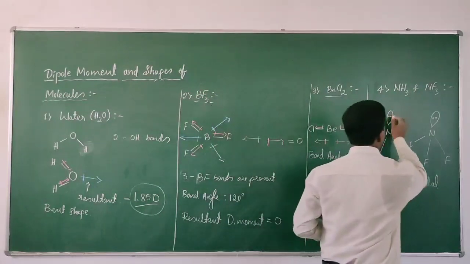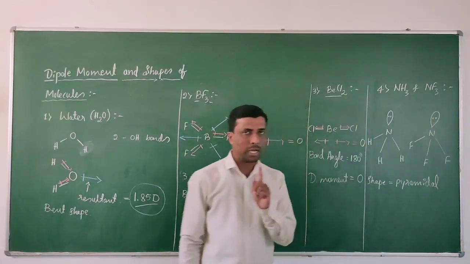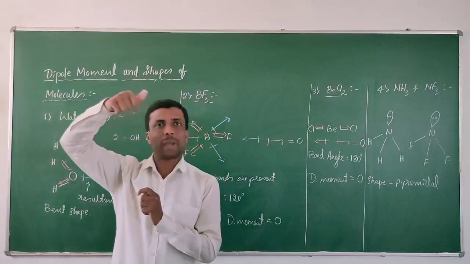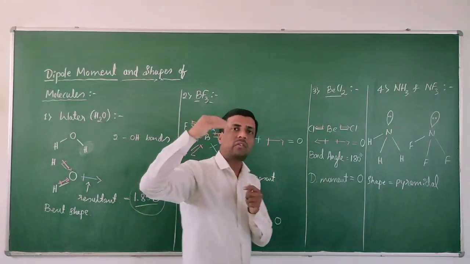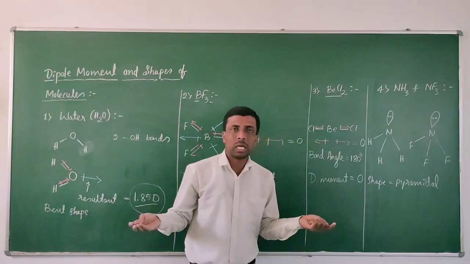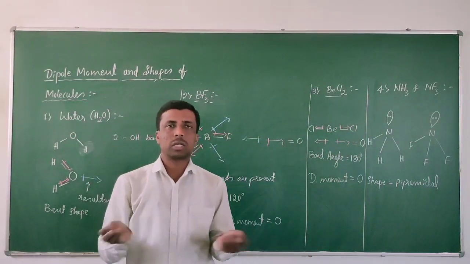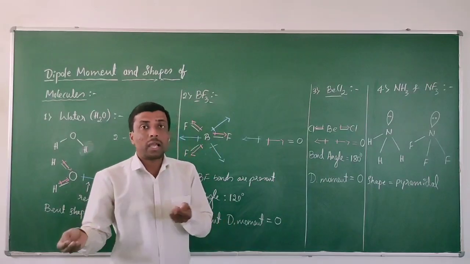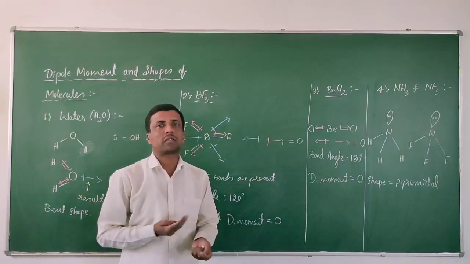It is like this. The lone pair of electrons present on nitrogen acts like the apex of the pyramid, and these three bonds which are connected to the nitrogen act like the triangle formed at the base of the pyramid.